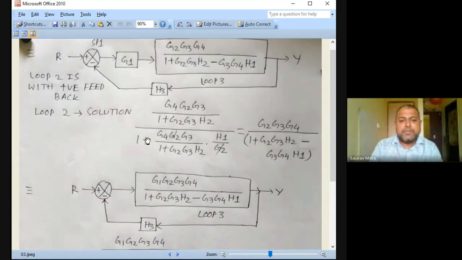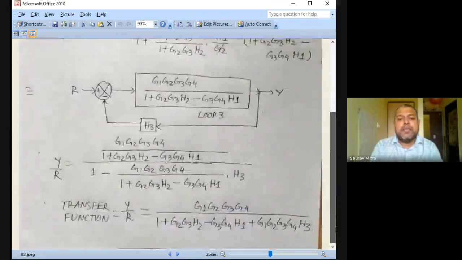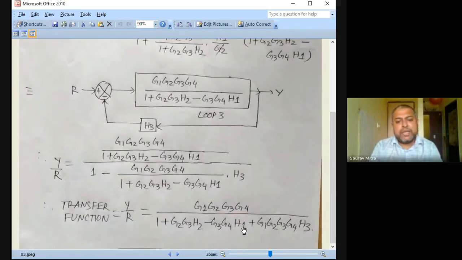So this will be minus, and here this minus is there. So this G4 G3H1 part should be minus. And 1 plus G2 G3H2, 1 plus G2 G3H2 will remain here, not a problem. Okay. And here it will be 1 plus G2 G3H2 minus G3 G4H1, it is there, and this should be plus. So on the right side I have made it correct, but while writing the formula I made a mistake. So this thing will be plus.